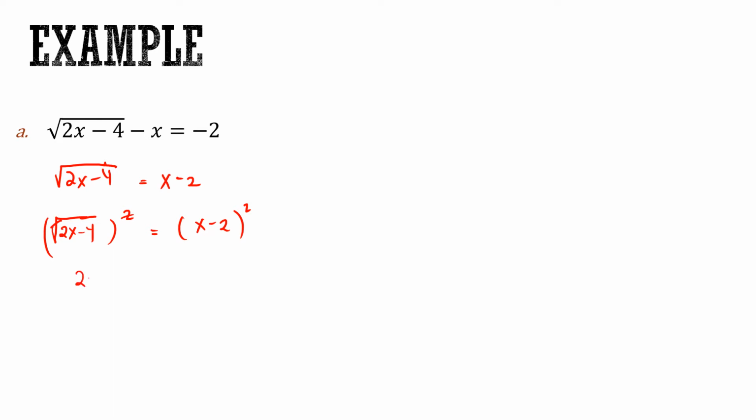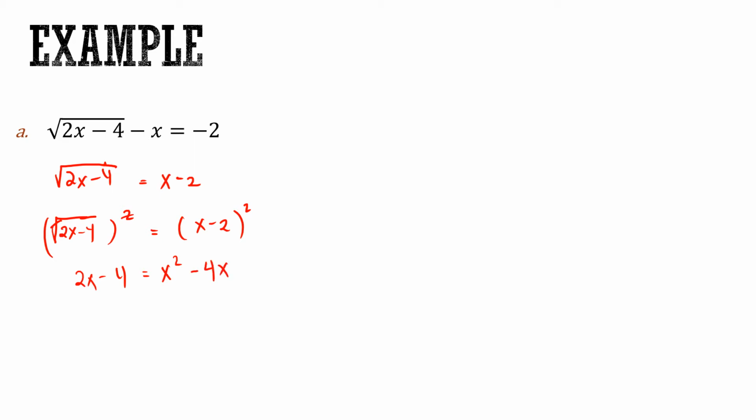So we got 2x minus 4 equals, now in this case we will be applying the square of a binomial. The rule is we square the first term. The first term is x, so that is x times x. We got x squared. The second step is twice the product of the first and second term. Meaning we just multiply the first and second term and then multiply it again by 2. So we got x times negative 2, that is negative 2x, times 2, that is negative 4x.